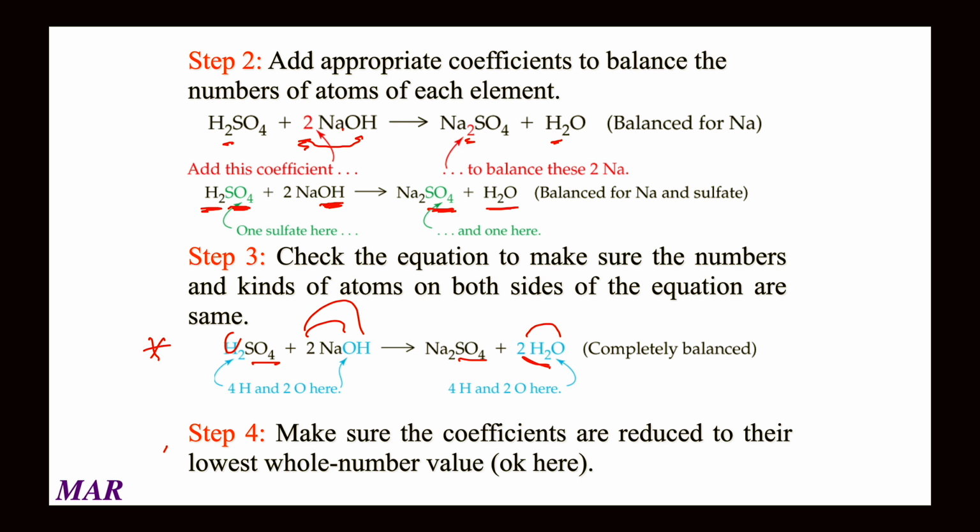This point just says always use the lowest whole number values. This reaction, as written, already has that. But if you had that 2-4, 2-4 ratio, you'd want to cut it down to 1-2, 1-2. Scientists like using smallest whole number ratios as many times as possible.